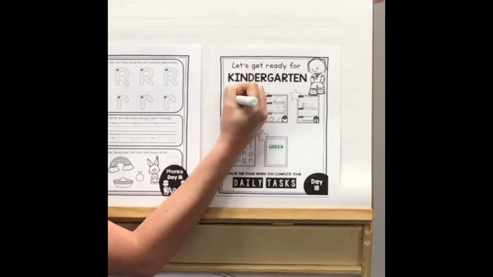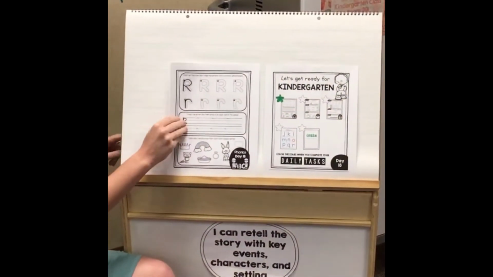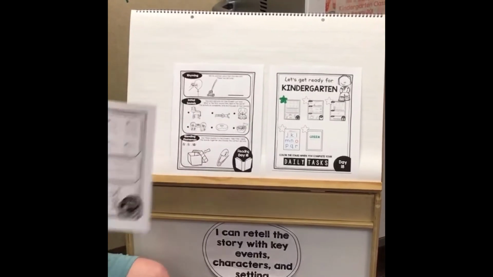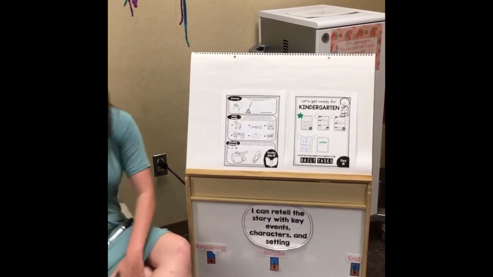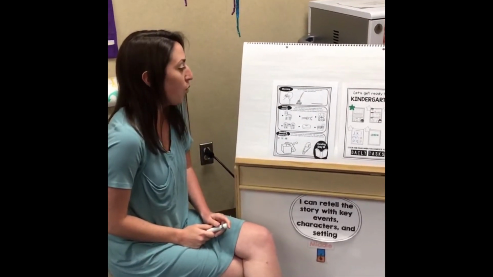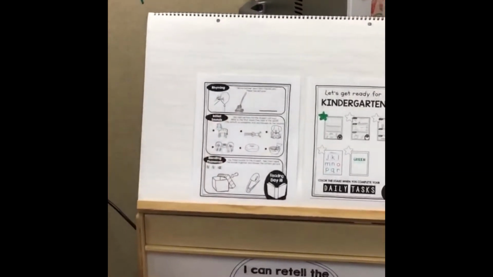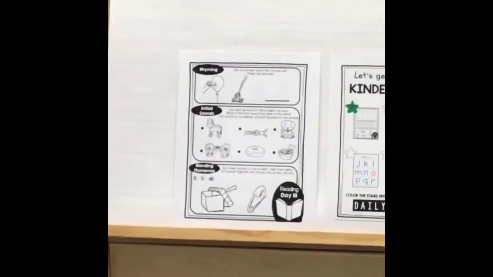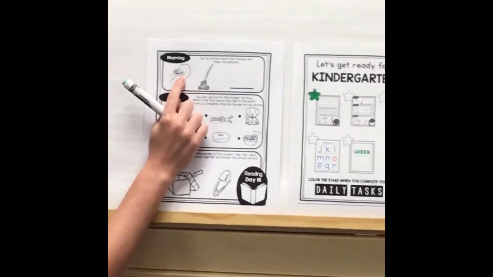Now we'll move on to page 2. All right, so we are going to do rhyming. So we have 2 pictures, and then you're going to write another word that rhymes. So we have, it looks like pop.